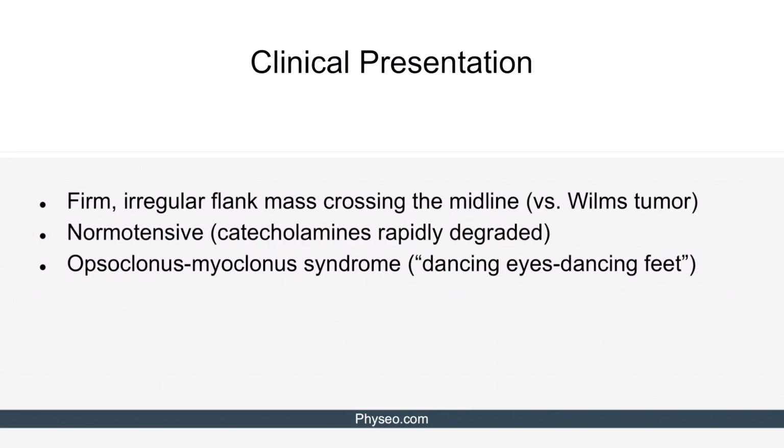It most commonly presents as a firm, irregular flank mass crossing the midline. This is in contrast to Wilms tumor, which presents as a smooth, regular mass that does not cross the midline. Patients with neuroblastoma are usually normotensive despite catecholamine production because catecholamines are rapidly degraded. Children with neuroblastoma may have a paraneoplastic syndrome called opsoclonus myoclonus syndrome. It's also known as dancing eyes, dancing feet, due to non-rhythmic irregular movements of the eyes and feet.